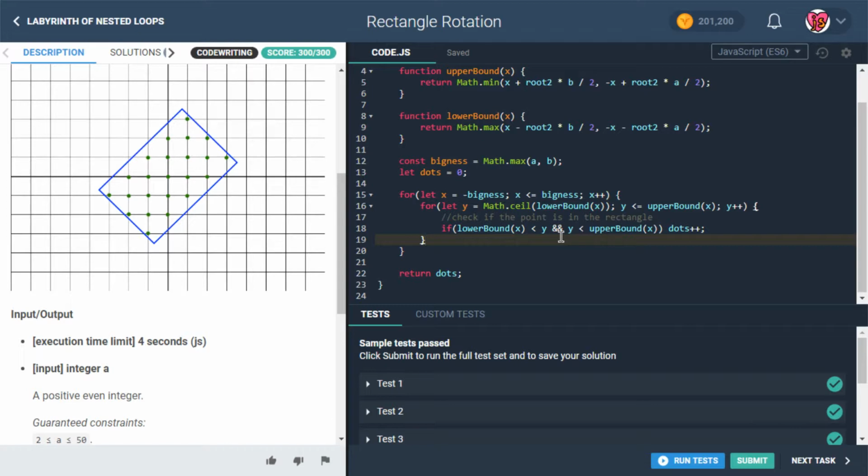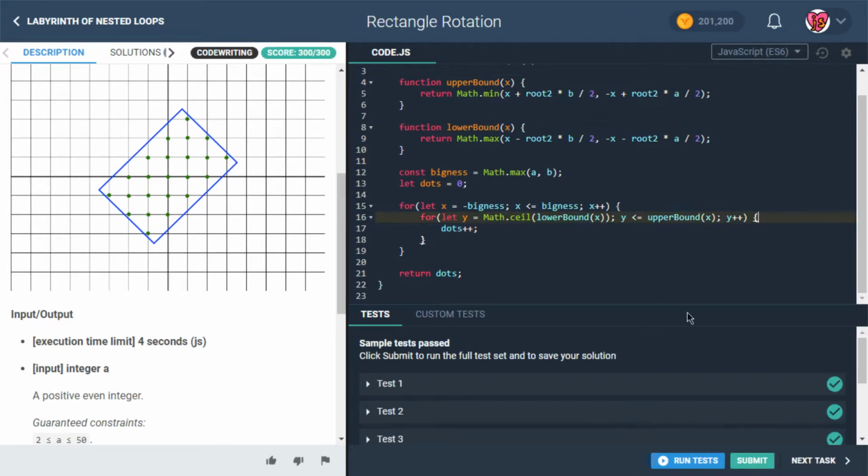So let's try that. Is that going to work? Yeah, it's going to work. But what else could we say about this? Well, if you think about it, this is kind of guaranteed, right? We're starting at the lower bound of x, and it's only going up to the upper bound. So do we even need to really check this? Isn't that sort of taken care of by this? Could we just do dots plus plus? Would that work? And yeah, it sort of looks like it does.